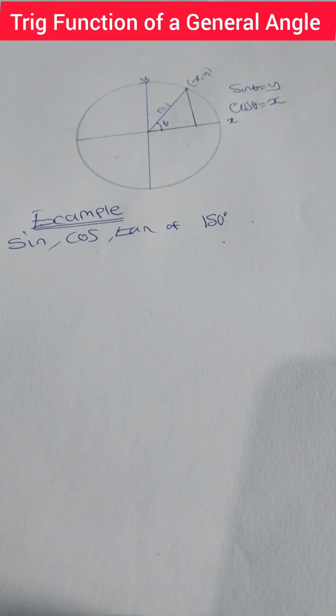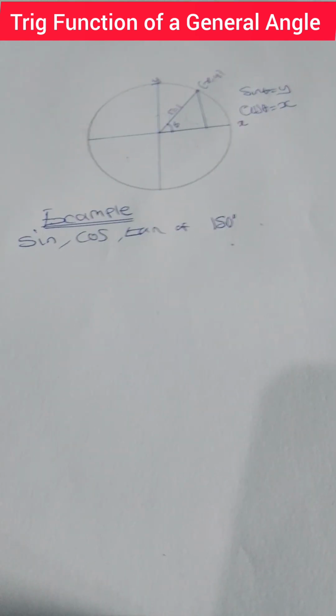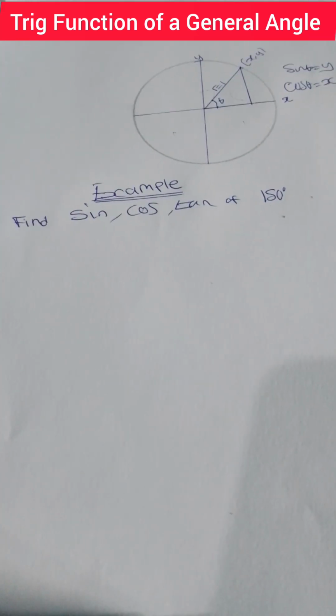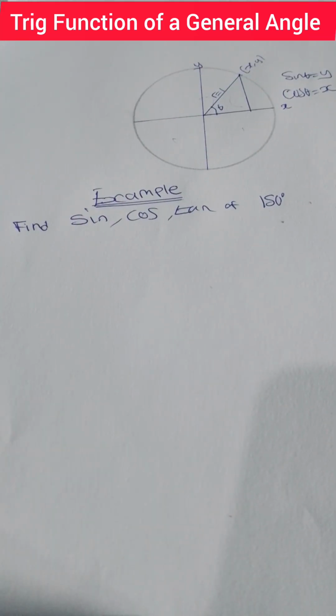Now let's apply this and do an example. Our first example is: find sine, cos, and tan of 150 degrees. That's where the main lesson of today is. 150 degrees is not a 90 degrees angle, it's bigger than 90 degrees. So here we are trying to cater for all the angles. How do we solve this one?